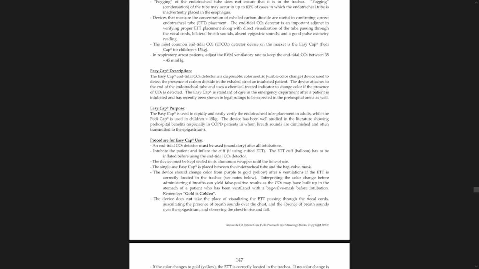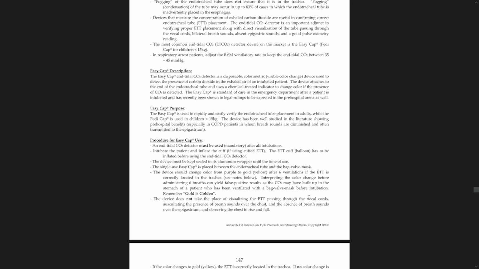The EasyCap is the standard of care in the emergency department after a patient is intubated, and has recently been shown in legal rulings to be expected in the pre-hospital arena as well. The purpose is to rapidly and easily identify and verify the endotracheal tube placement in adults, while the PediCap is used in children less than 15 kilograms. The device has been studied well in the literature showing pre-hospital benefits, especially in COPD patients in whom breath sounds are diminished and often are transmitted to the epigastrum.